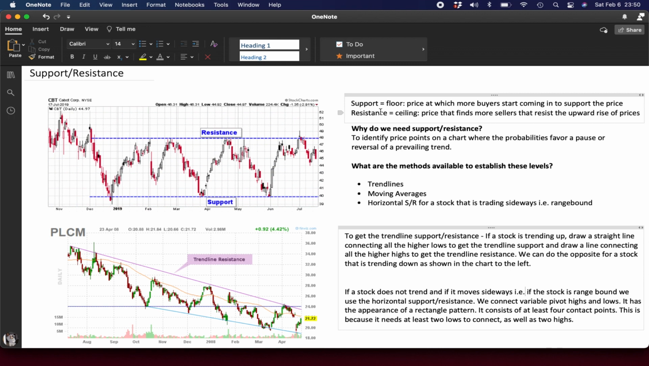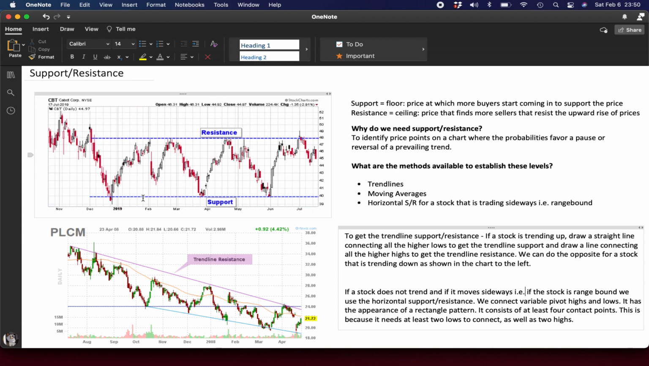Essentially, to identify price points on a chart where the probabilities favor a pause or reversal of a prevailing trend. Now, once you identify these levels, you can use them to identify entry points or exit points for a trade. Now, two things can happen once the stock price hits these levels. So, say a stock hits the support here.